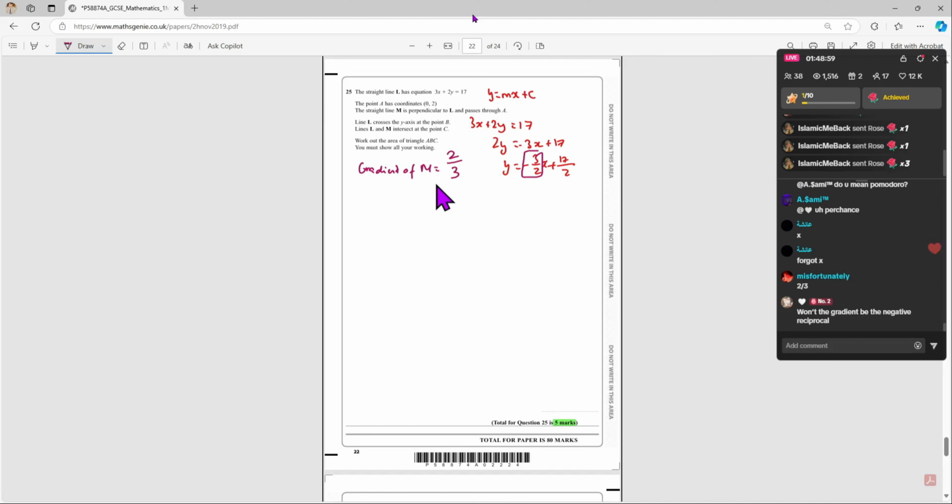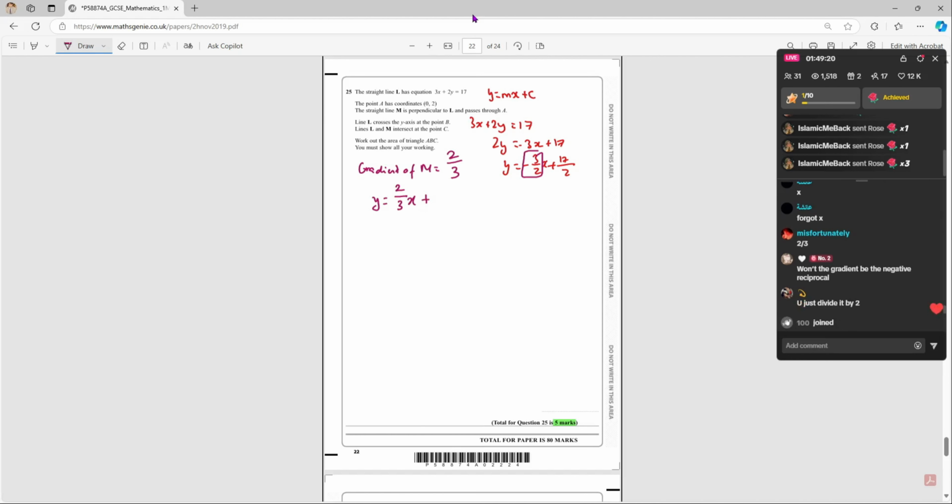That is the negative reciprocal, and that's the gradient of line M. Now we can work out what the actual equation is. So the equation of line M is going to be y = 2/3 x plus, we have to work out the y-intercept. As you can see, we know that it passes through the point (0, 2).